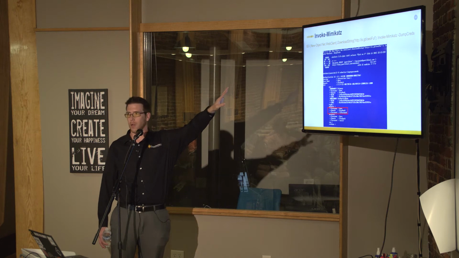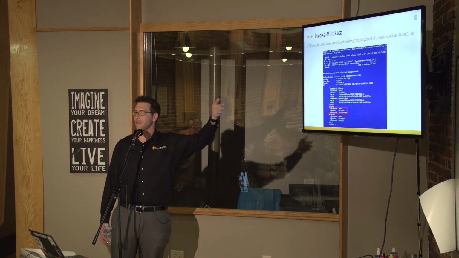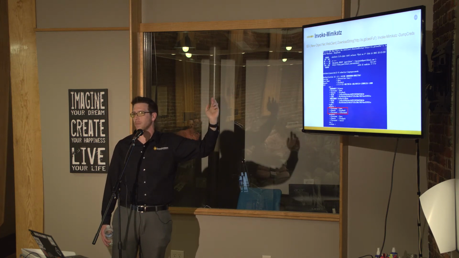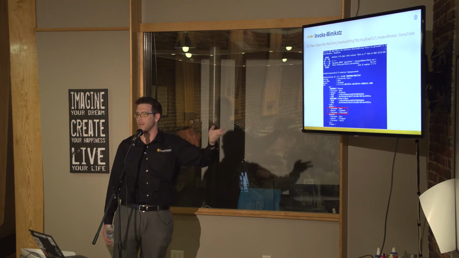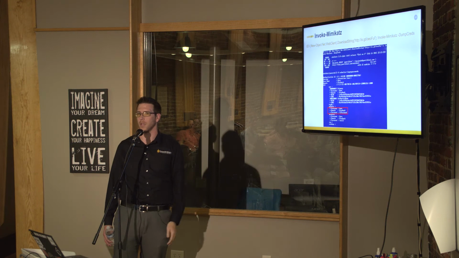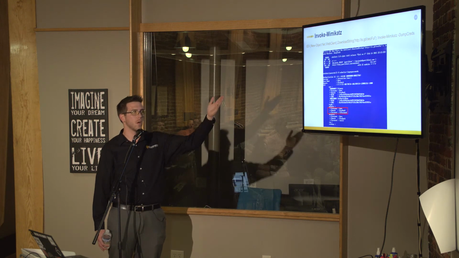I used the short URL because if you type the full path... the Invoke Mimikatz script is available on GitHub publicly, so you can just pull it from there every time you want to use it. You don't have to host it yourself anywhere. Just pull it straight from their GitHub repo every time and then run it on the computer.